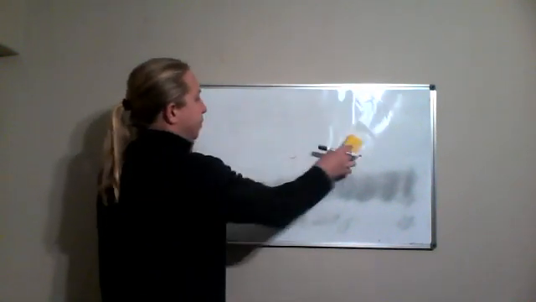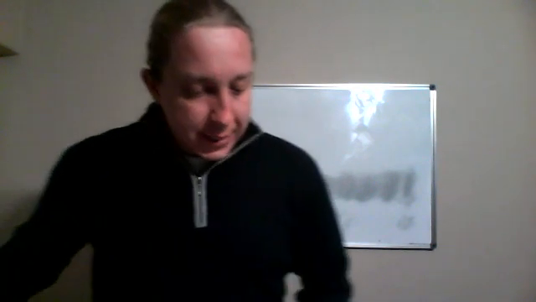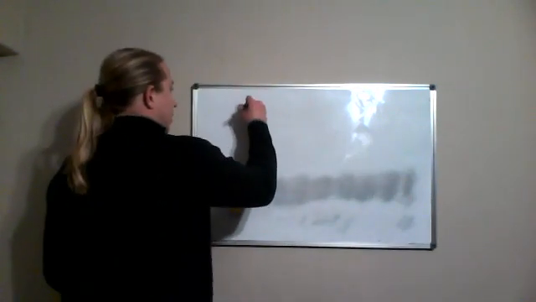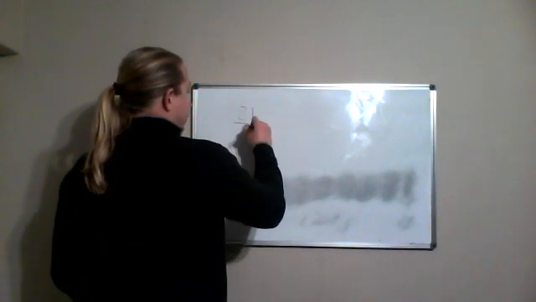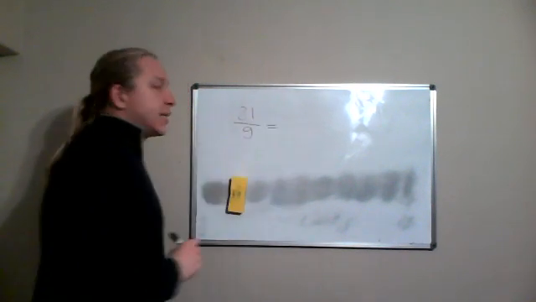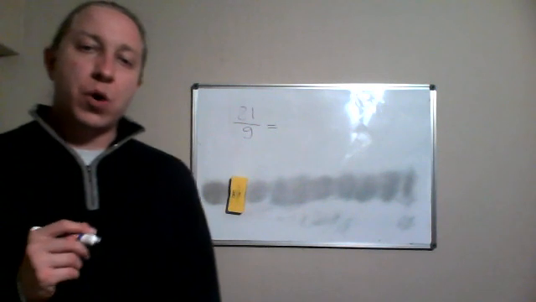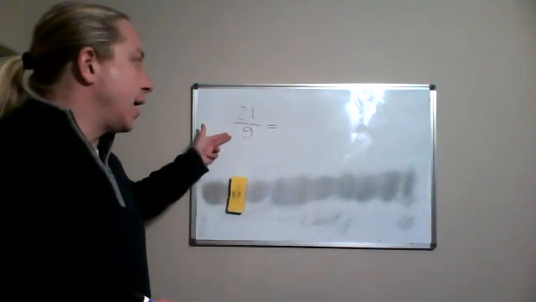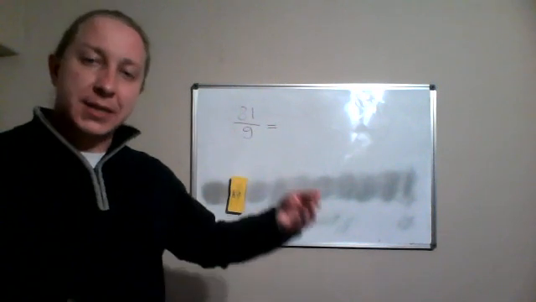All right, let's continue. So they say simplify 81 over 9. Okay, 81 over 9. Well, when we say simplify, I'm asking you what can we divide top and bottom by so that this fraction becomes a simplified form?